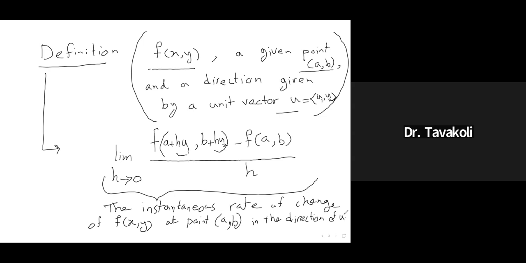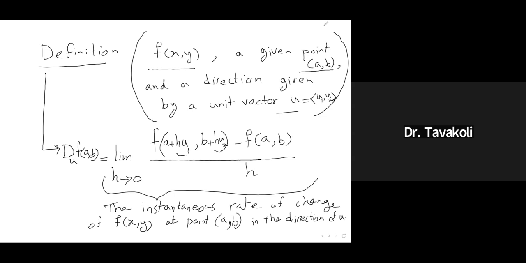The standard notation that denotes this directional derivative is a capital D, standing for derivative, with a little u on the lower right corner of D, meaning that it's in the direction of u, of f at the given point (a, b). That's how it is denoted. So this directional derivative tells us how fast or how slow a function increases or decreases at a given point in a certain direction.